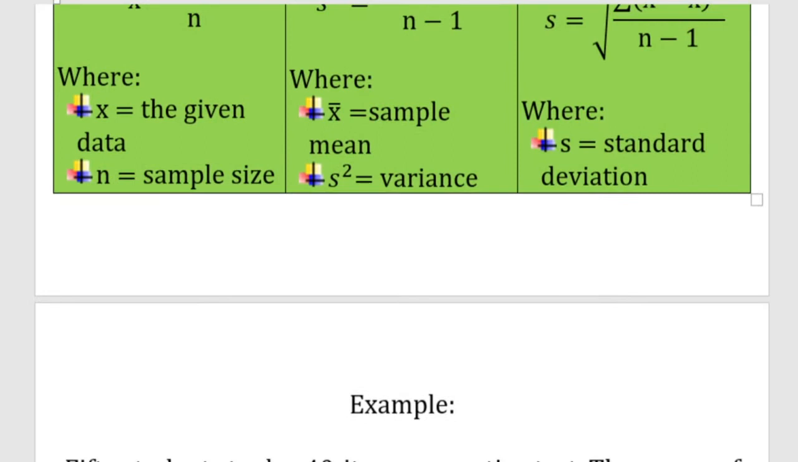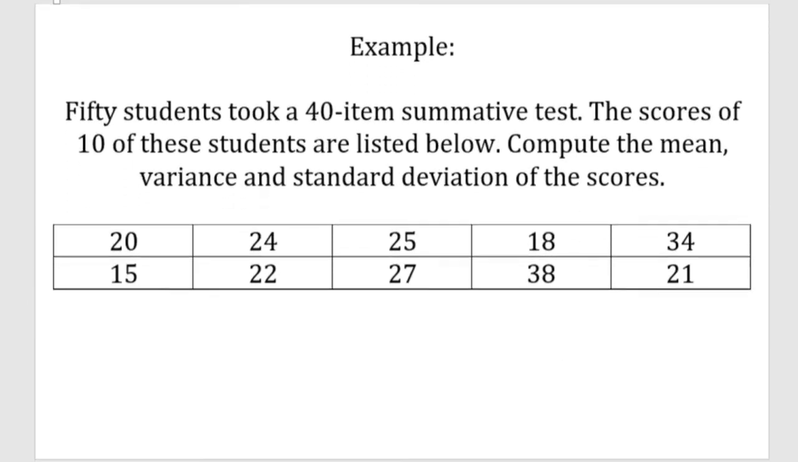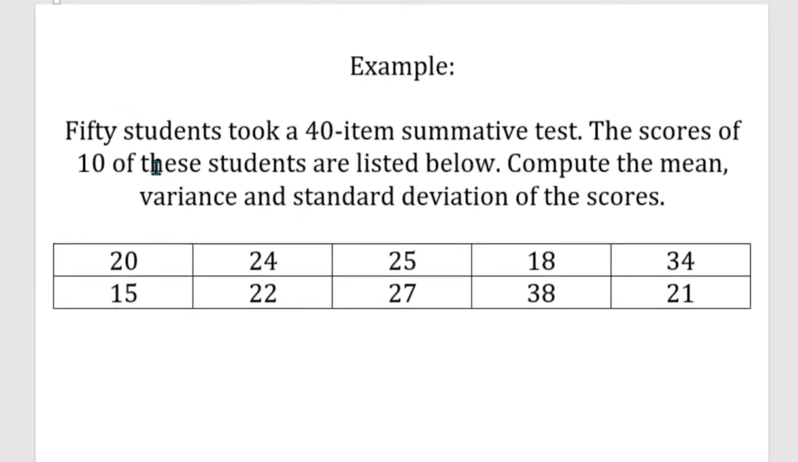Let us have this problem. 50 students took a 40-item summative test. The scores of 10 of these students are listed below. Compute the mean, variance, and standard deviation of the scores.